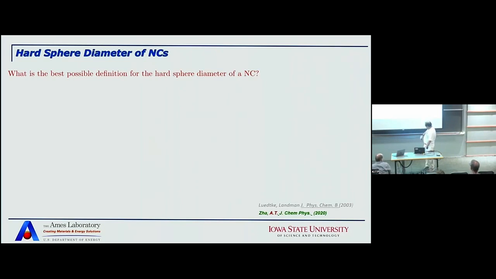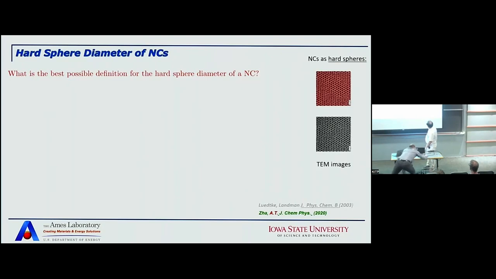about these systems. So traditionally, the way the experimentalists have done it is they just put a nanoparticle on two dimensions, and they form a single component lattice, and then the lattice constant of this triangular lattice will give you basically the hard sphere diameter for these nanoparticles. This is okay, but it's not the best possible definition you can give.